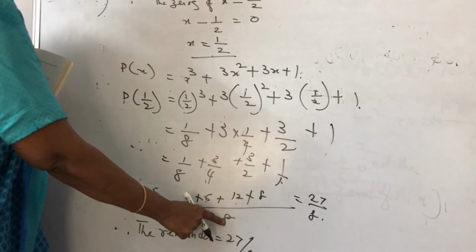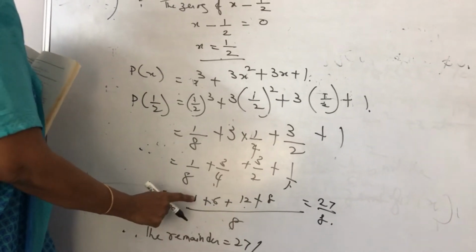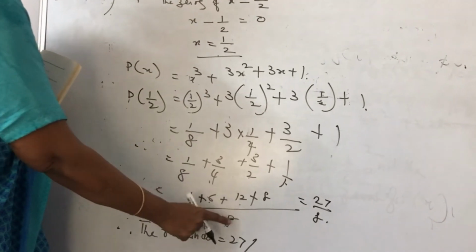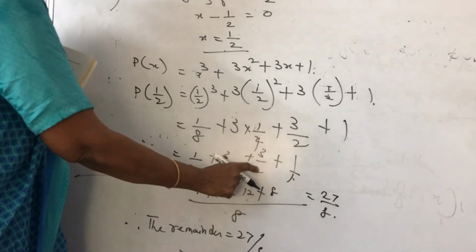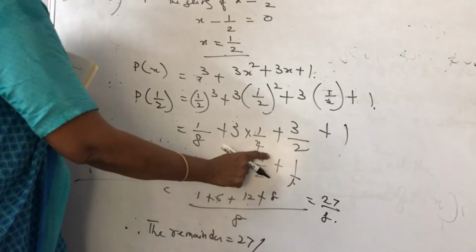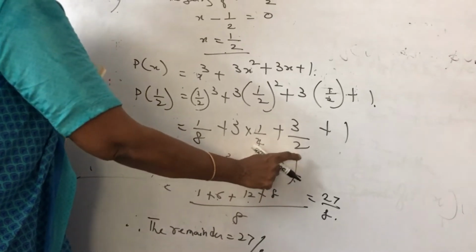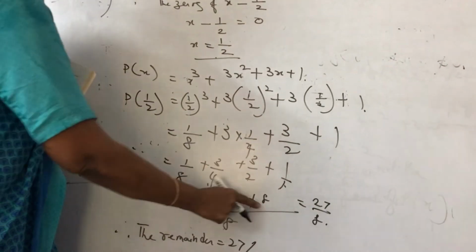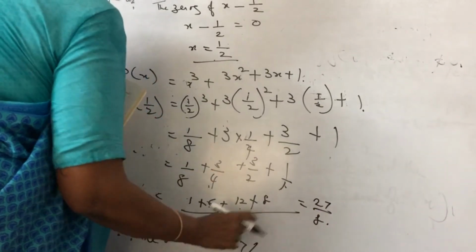Common LCM is 8. 8 divides 8 one time. 1 into 1, 1. 4 divides 8 2 times. 3 twos are 6. 2 divides 8 4 times. 4 threes are 12. 1 divides 8 8 times. 8 ones are 8. Add all the numbers and your value is 27 by 8, which is the remainder.